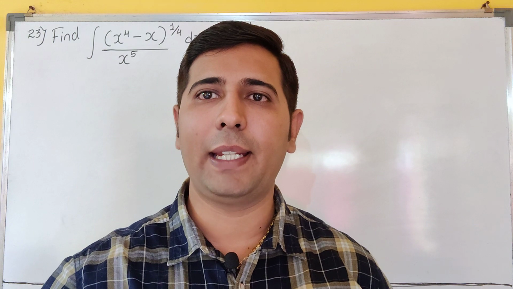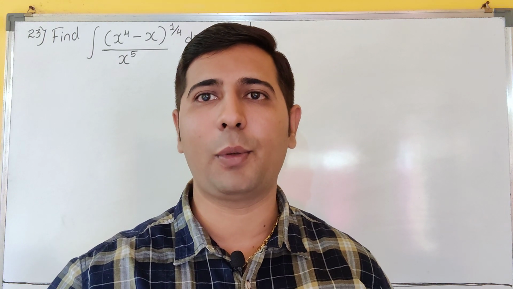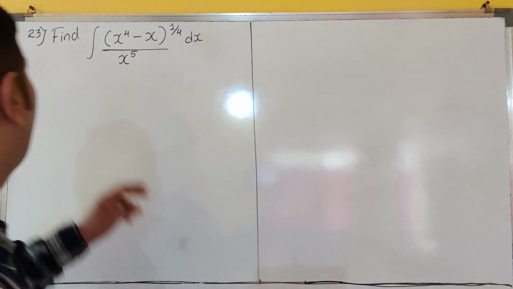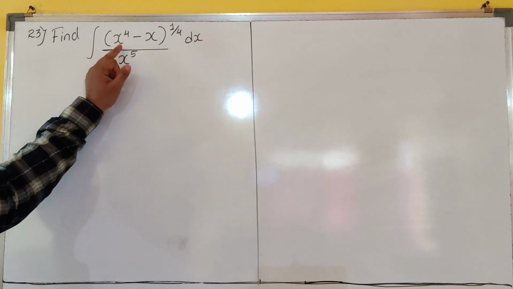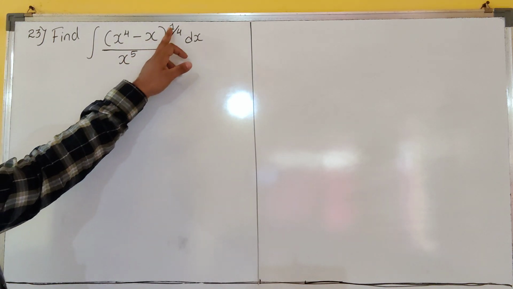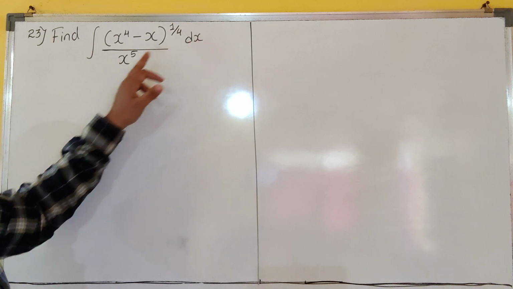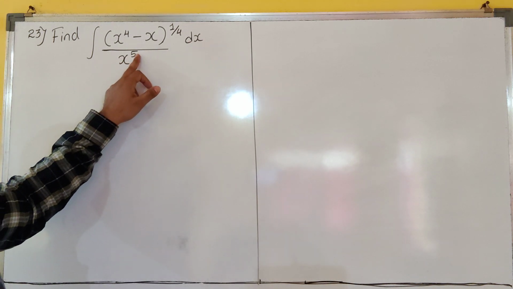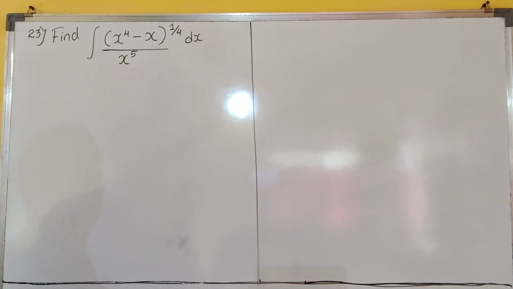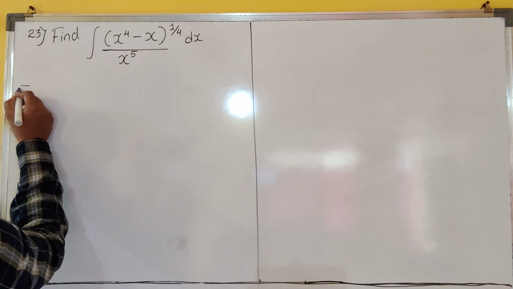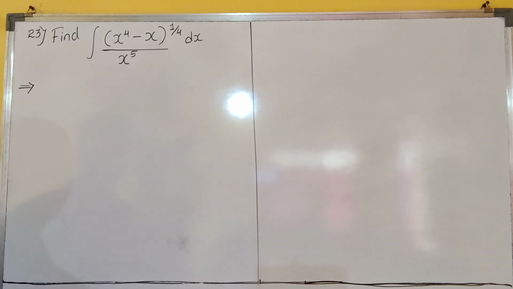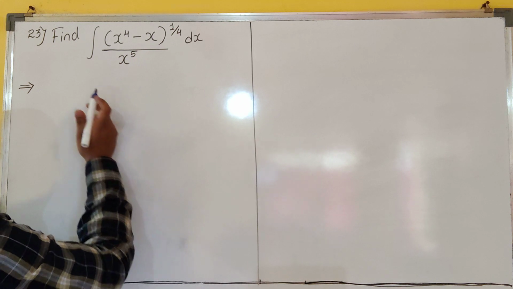Today we will see integration, 2 marks question number 23, dear students. Find the integral of (x^4 - x)^(1/4) dx divided by x^5. This is the simplest question but a little bit different, you can say, in maths. So now see how to solve this different question.